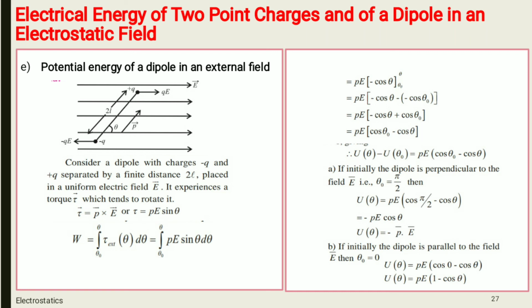We have studied vectors, so U(theta) will be minus p dot E. What is this? p dot E is the dot product. So what is a dot product? p E cos theta. And if initially the dipole is parallel to the field, theta 0 is equal to 0. So p E cos 0 minus cos theta. What is the value of cos 0? 1. So what will your potential energy equation be? p E in bracket 1 minus cos theta.